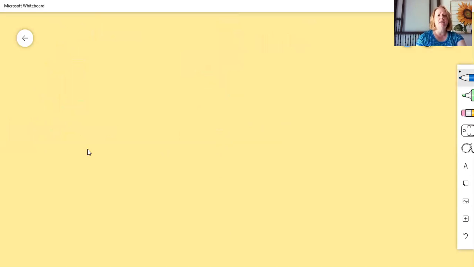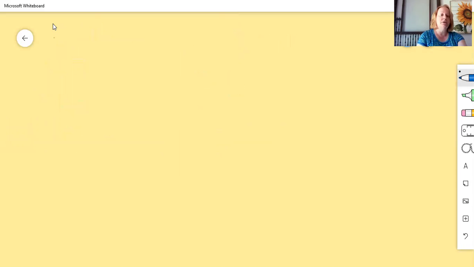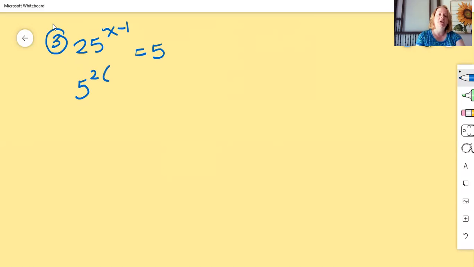So let's say there's an expression in your exponent here. So this is number 3, 25 to the x minus 1 power equals 5. Okay, well, we know 25 is 5 squared, so I'm going to rewrite it as 5 squared. But then I have this x minus 1 here. I have to add parentheses because it's an expression, and that's going to equal 5, and there's an implied 1 here, 5 to the first.